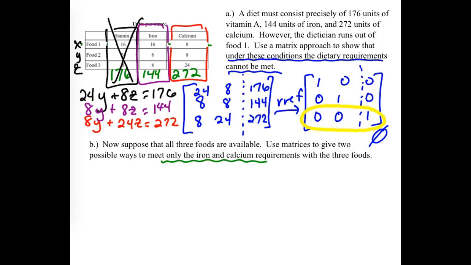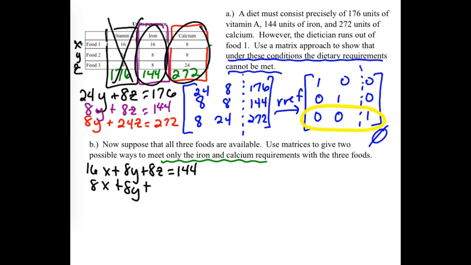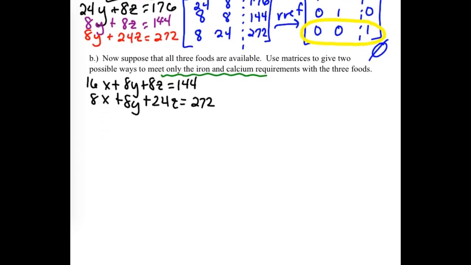So we're going to create a matrix again. Our equations would be 16x plus 8y plus 8z having to be 144. So that's this piece. And then for calcium, now we have 8x plus 8y plus 24z, and we want it to be 272. So we're back to having three variables, but we only have two equations. So we're never going to get a single answer here. We're going to get infinitely many options.